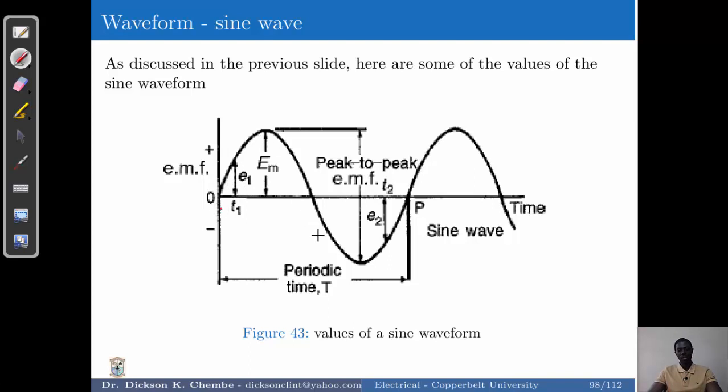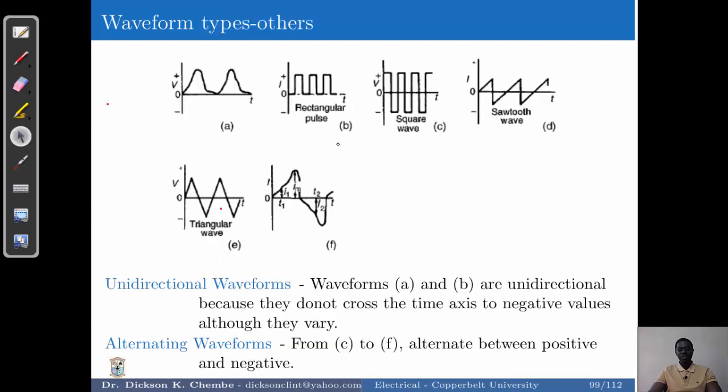As the cycle is going around, at any time we can calculate what we call an instantaneous value. There are other types of waveforms that you find. There are the unidirectional waveforms, which are these two here. Unidirectional waveforms are not called sine waves. They vary with time, but they do not cross the zero axis into the negative cycle. This stays on the positive side, and we call these unidirectional waveforms.